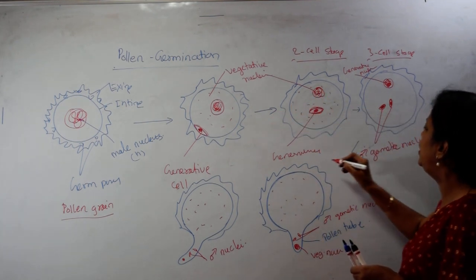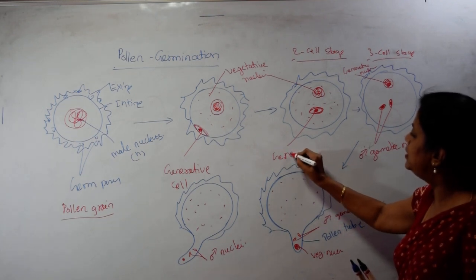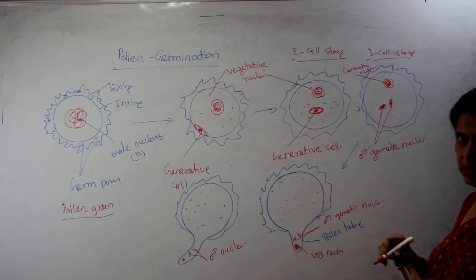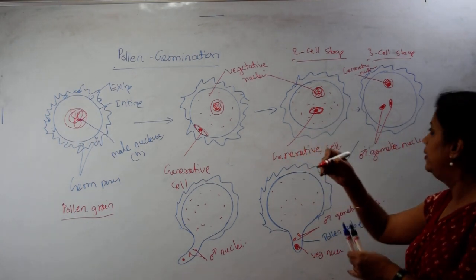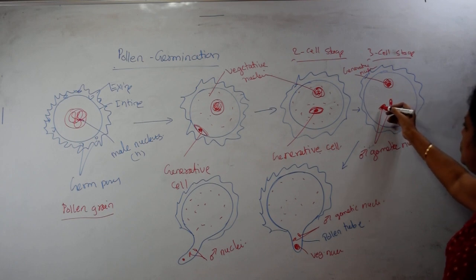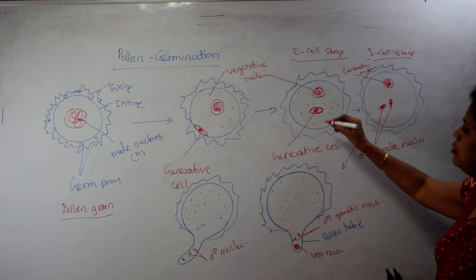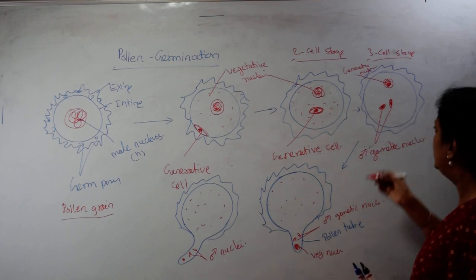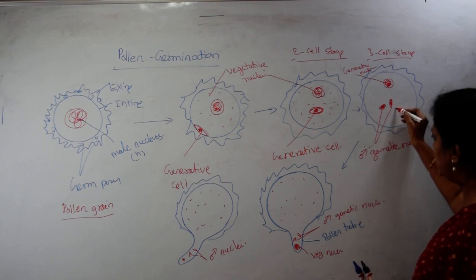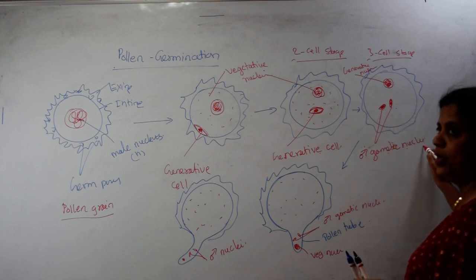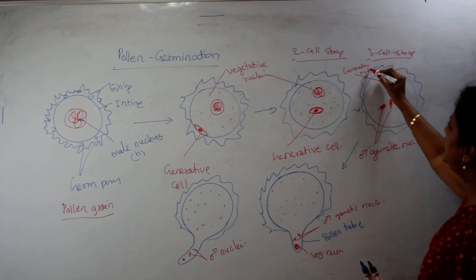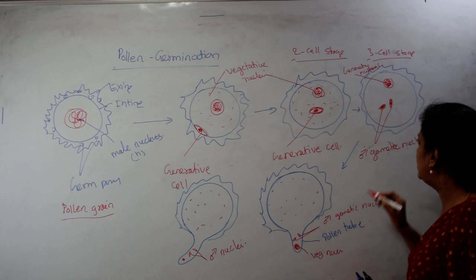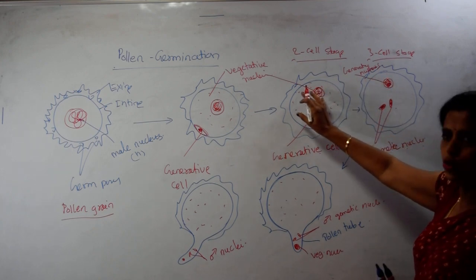Now this generative cell or the nucleus, let me write properly, is floating inside this. It is a cell because it has a very thin cell membrane, otherwise you can call it the generative nucleus also. The generative nucleus undergoes another mitotic division and forms two male gametic nuclei. And one generative nucleus is already there. Now the two male gametic nuclei, this is the 3 cell stage, and this is the 2 cell stage.